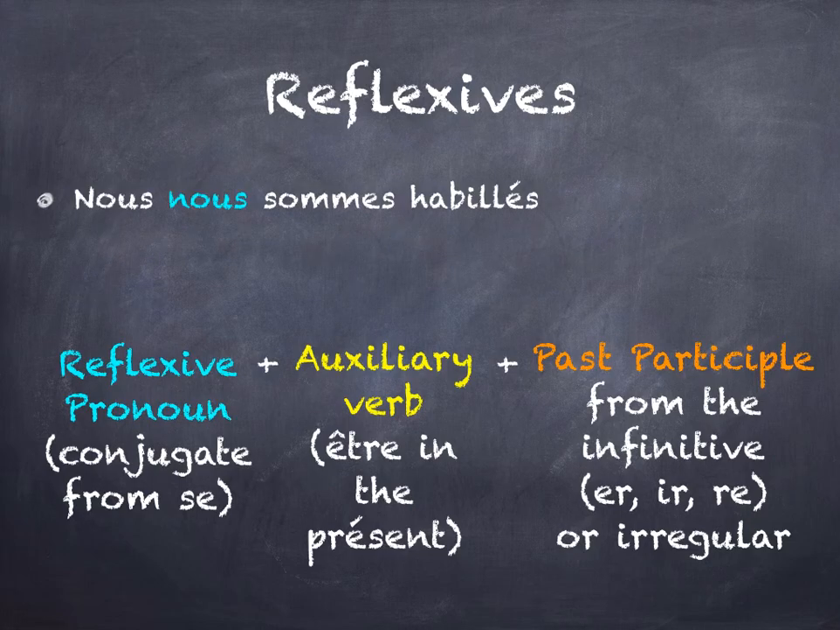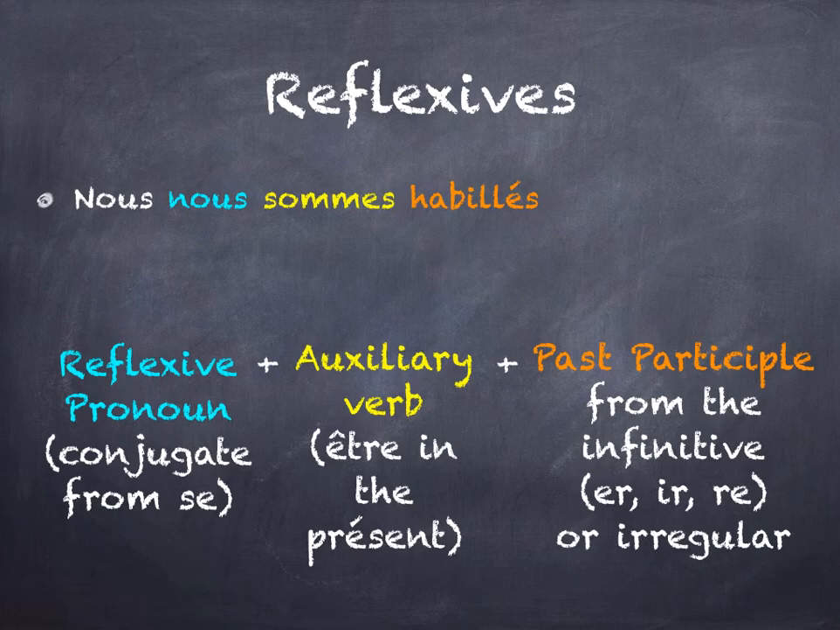So for example, if we look at nous nous sommes habillés, so we have gotten dressed. Our reflexive pronoun stays the exact same. So we had a se from se habiller, s'habiller. We've conjugated that into nous in order to match our subject pronoun, and that's what goes first. Then we have our auxiliary verb, être, always for the reflexives, even if the verb takes avoir in the non-reflexive form. Anytime that it's used reflexively, we have to use être. So our conjugation for être, to match nous, is sommes.